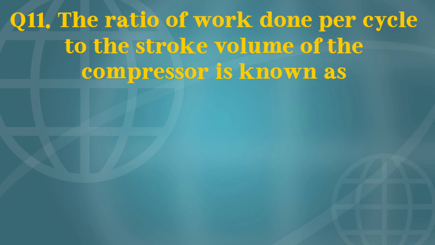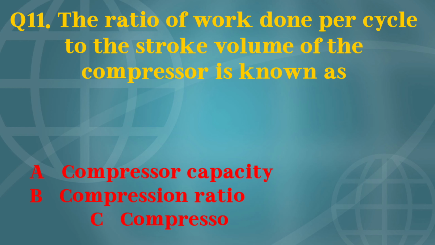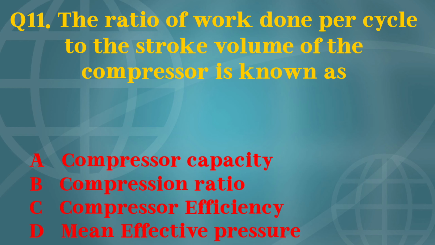Your question is, the ratio of work done per cycle to the stroke volume of the compressor is known as. Your options are compressor capacity, compressor ratio, compressor efficiency, mean effective pressure. Your right answer is mean effective pressure.